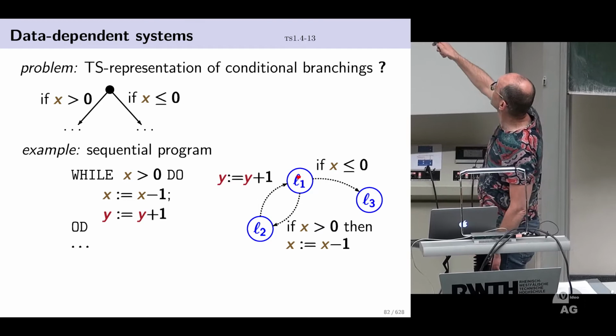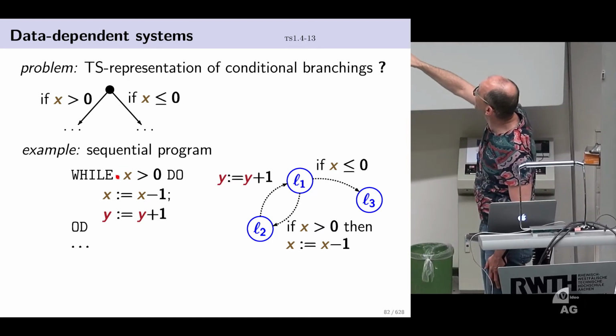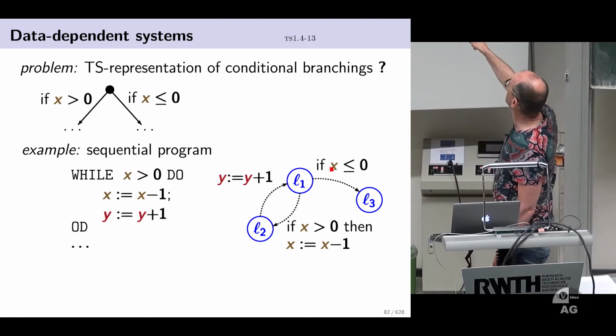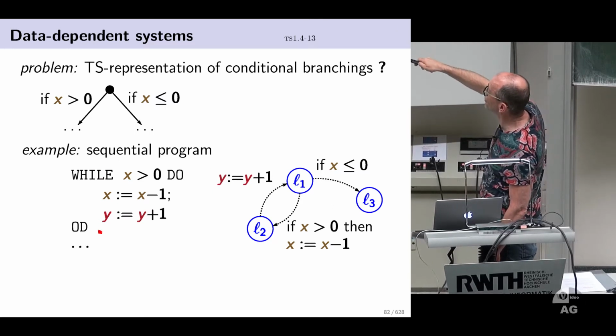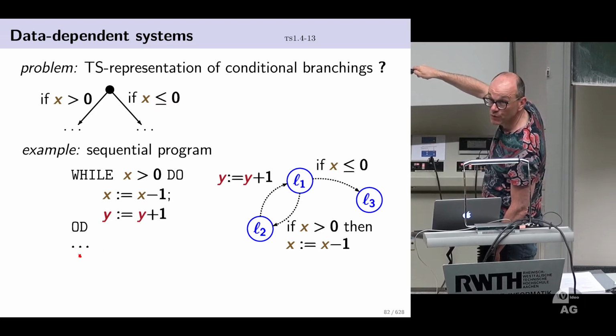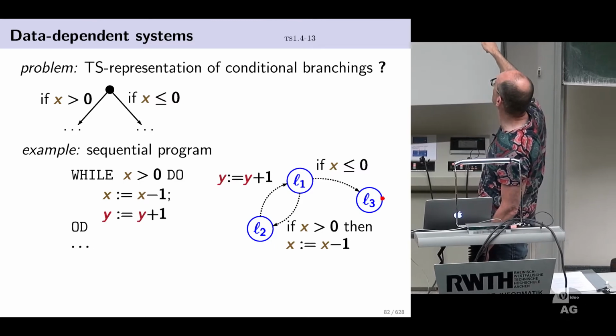Suppose that we start in L1, then what do we have to do? We first have to evaluate the guard x is larger than 0. If x violates the guard, that means we are not going to execute the loop. That means basically we go to the location which corresponds to those 3 dots. We should continue here, yeah? Which is indicated by this location L3.